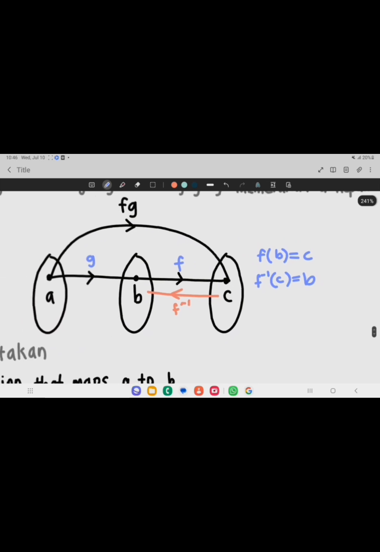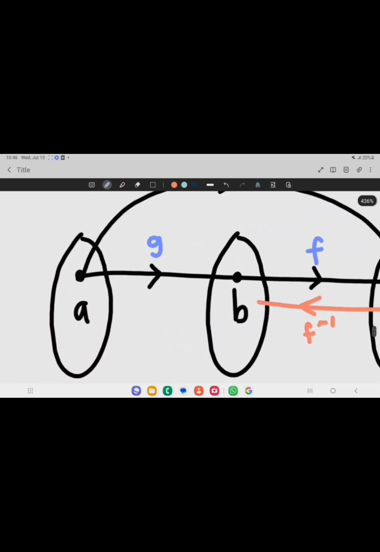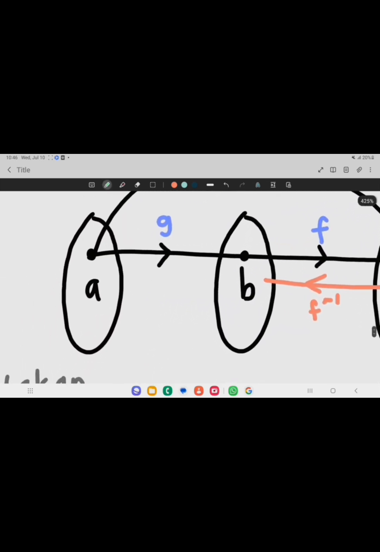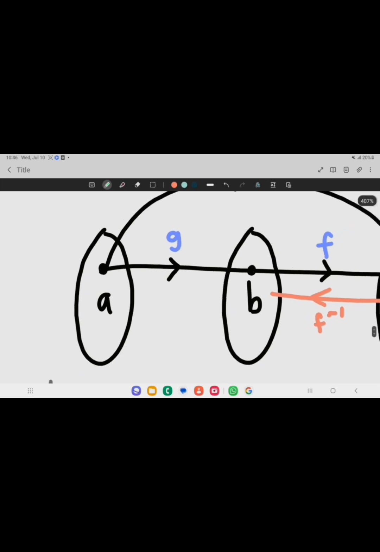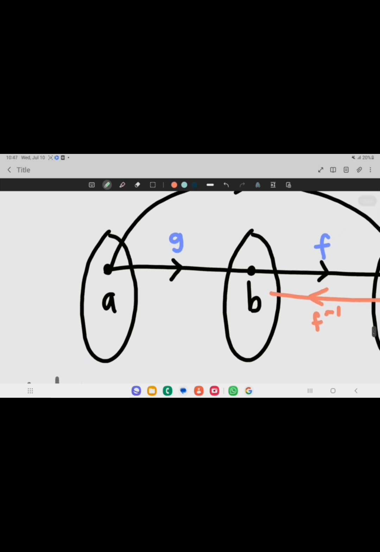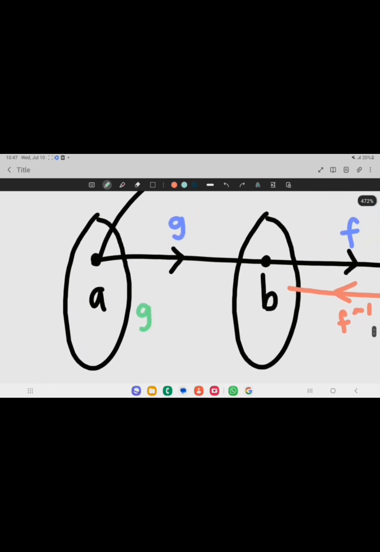Okay, this is how you write if a diagram like this is given. Okay, so let's do for this as well. The question is not asking for this, but I just want to do this for you to have better understanding on how to write the function from the diagram given like this. So in this case, how to write the function of G? So function of G means what? A memetakan kepada B is represented by G. So when you want to write the function of G, you must always write like this.